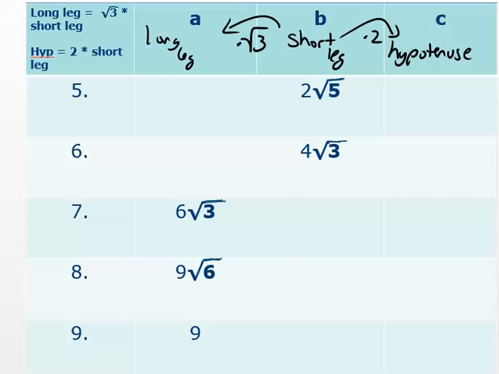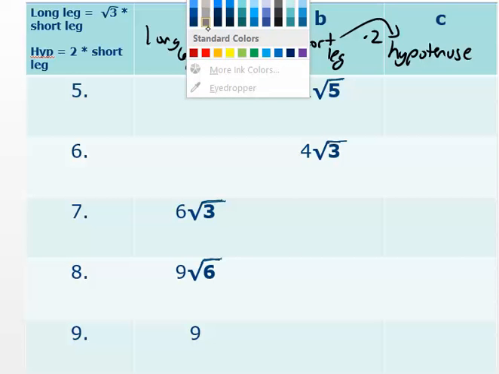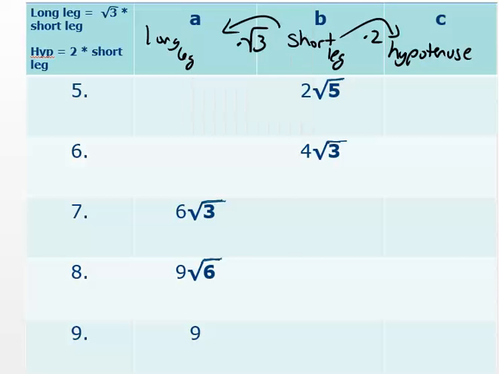We're going to go over to the hypotenuse first. So I'm going to multiply by 2. So 2 rad 5 times 2, multiply the 2's, and we get 4 rad 5. To go to the long leg, I'm going to start with my 2 rad 5, and we're going to multiply by rad 3. Now remember, if we have two radicals, we multiply the numbers underneath. So I'm going to keep the 2 out front. Rad 5 times rad 3 is rad 15.